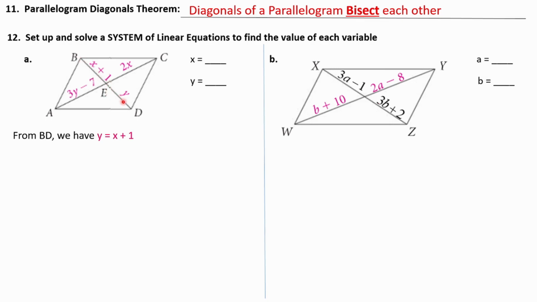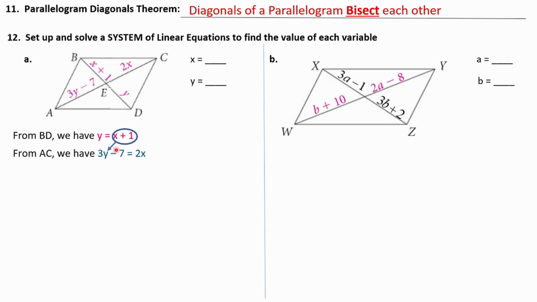I can also think of BD as bisecting AC. So from AC, we have that AE, which is 3y minus 7, is equal to EC, which is 2x. So now I have these two equations, and I can use my system of linear equations methods to solve this system.